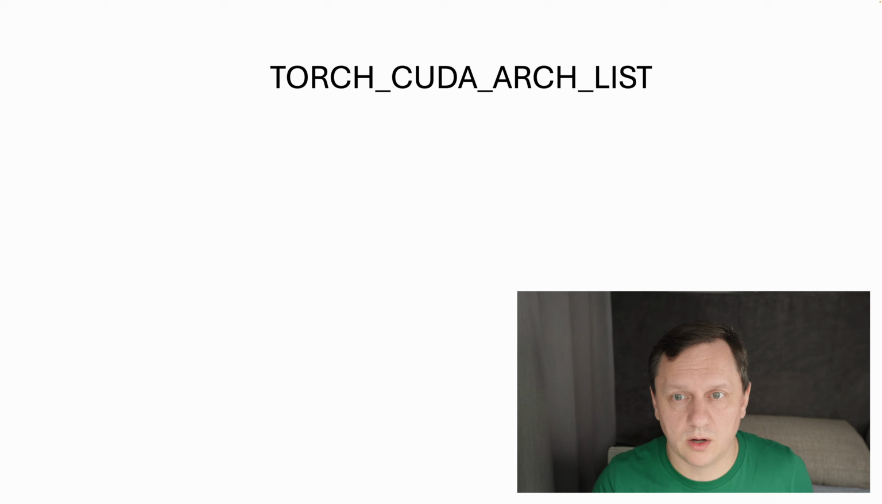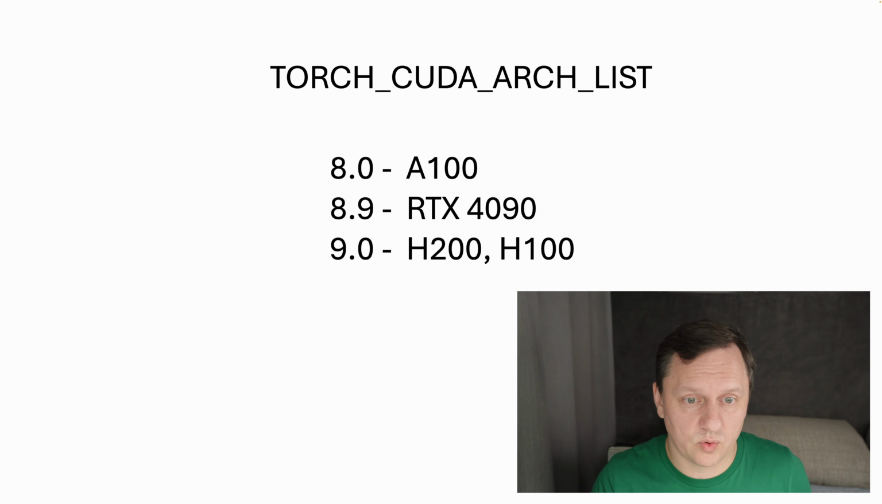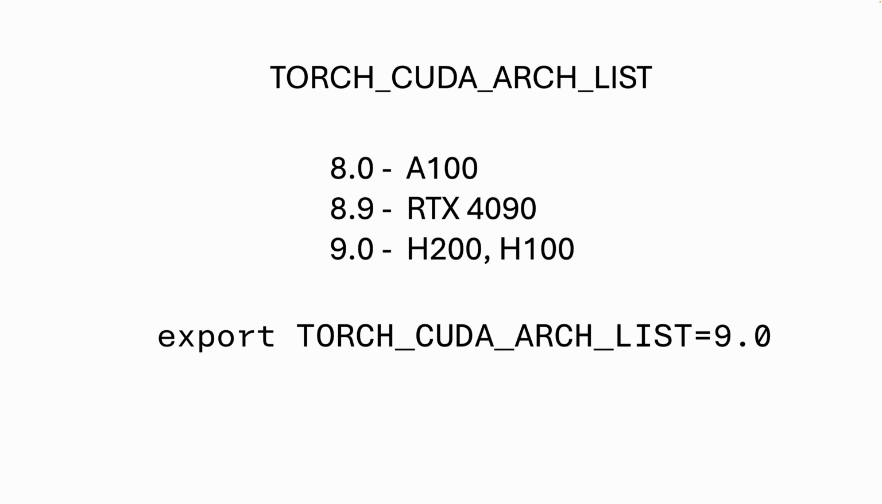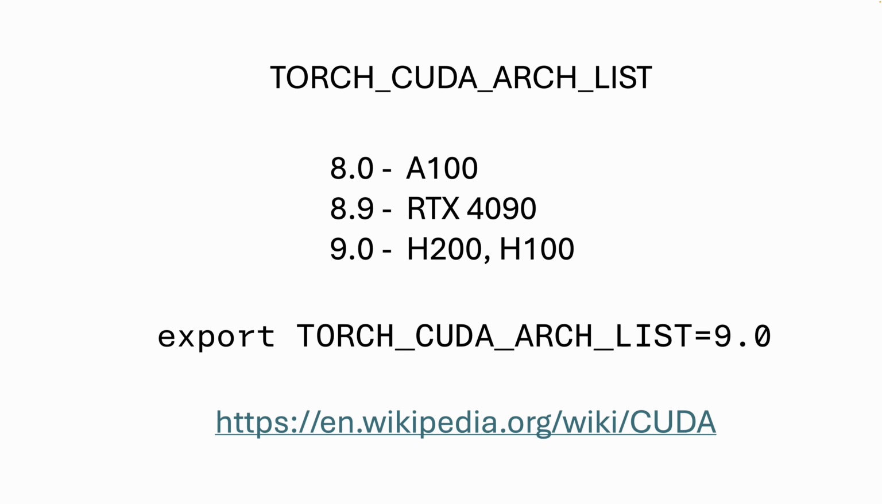This is an important environment variable, TORCH_CUDA_ARCH_LIST. It should be set before starting the vLLM server. Depending on what GPU card you have, I will use these architectures: 8.0, 8.9 and 9.0. For example, I can use the command export TORCH_CUDA_ARCH_LIST=9.0 for H200 and H100. The full list of architectures can be found on this web page.